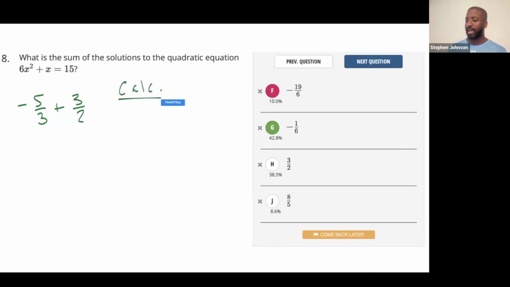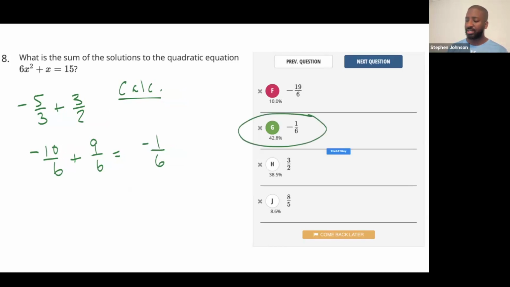But just to show you longhand, to add these fractions together, I want to have a common denominator, which will be 6. So this becomes negative 10 over 6 plus 9 over 6, which is equal to negative 1 over 6. And that's why choice G is the best answer.